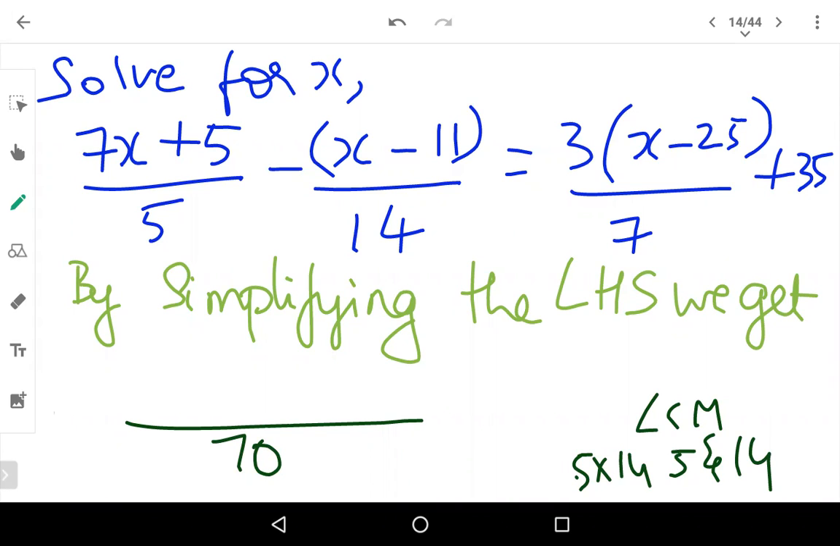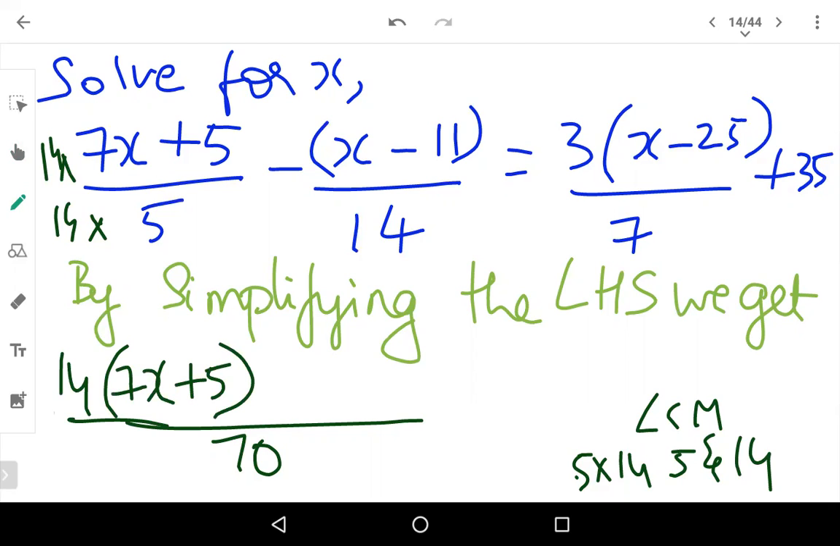Now if the denominator is 70, which means 5 into 14, right? So if I multiply 14 here for 5, I will get 70. When I multiply something for the denominator, I should also multiply the same number for the numerator. So the numerator for this first expression 7x plus 5, I have multiplied that with 14. So what do I get here? I get 14 into 7x plus 5. Okay, so this will be my first expression.